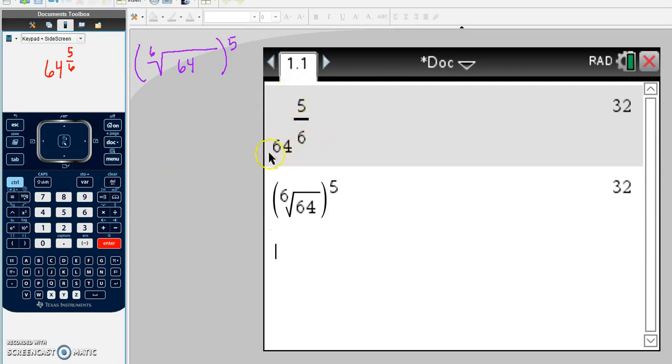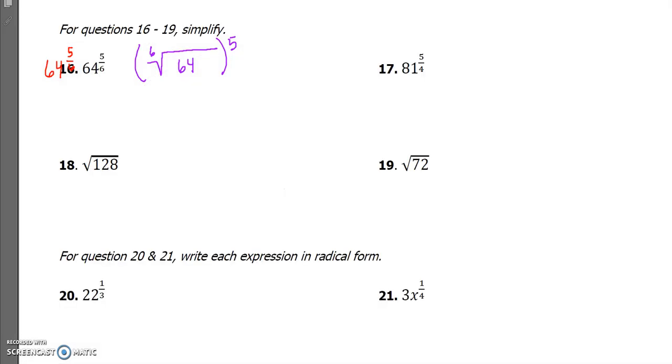This definitely was much easier. So if it's not asking you to write it in radical form, then don't. Just leave it and take care of it that way. Alright, so we said our answer for this one came out to be 32, right?